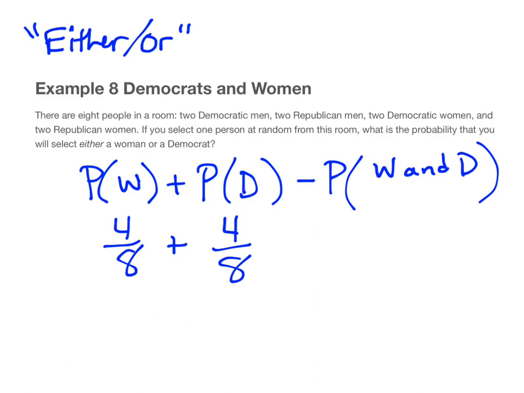That means we must have double counted some people in these tallies of 4. So how many people are both women and Democrats? Well, we know that's 2.